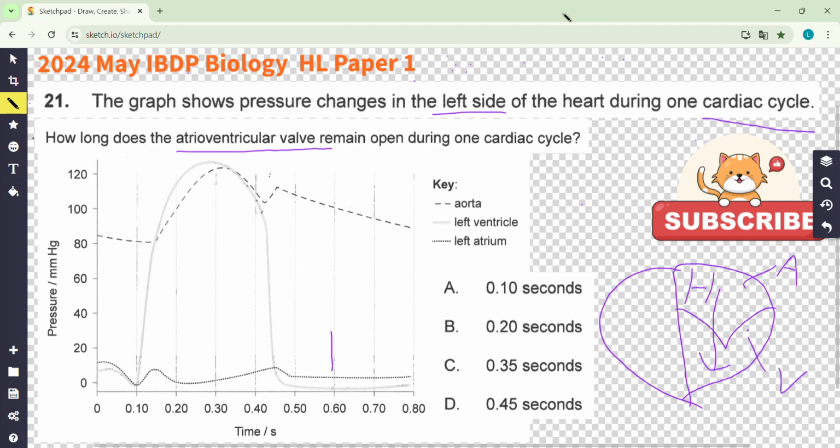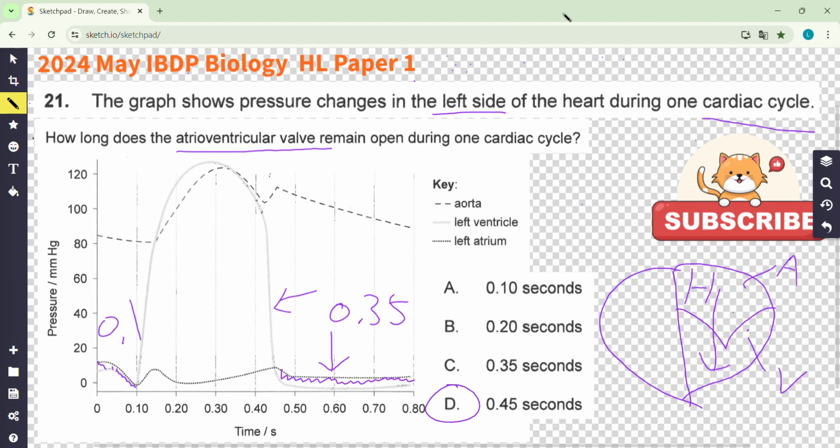The dotted line is the atrium, okay? So the ventricle, this one, falls down quickly, so this part, right? Atrium is higher than ventricle, also this part. Atrium is higher than ventricle, so there are two parts. This is 0.1 second, and this one is 0.35 second. So for the cycle, add them up together: D.